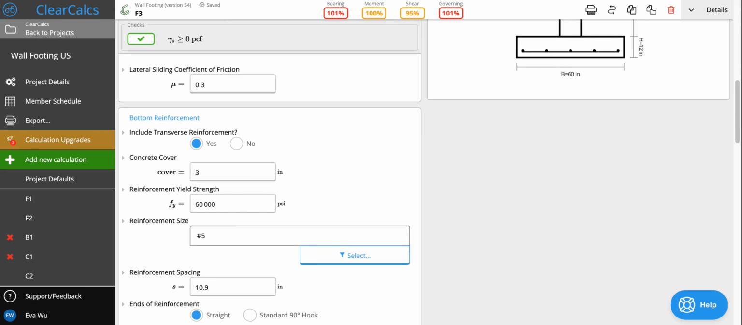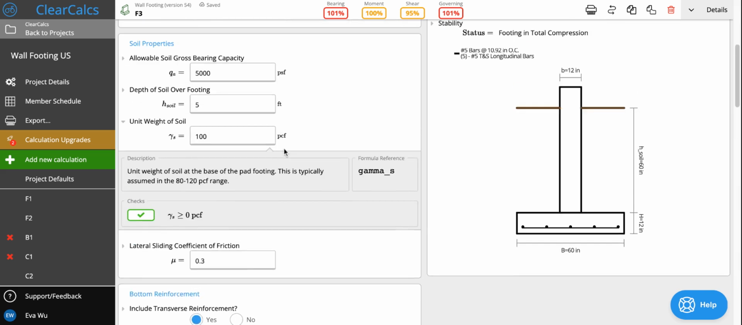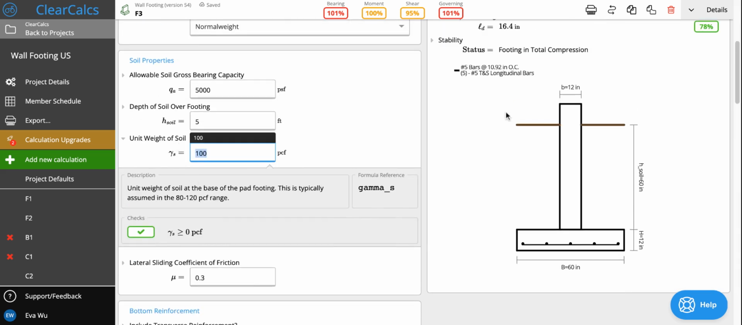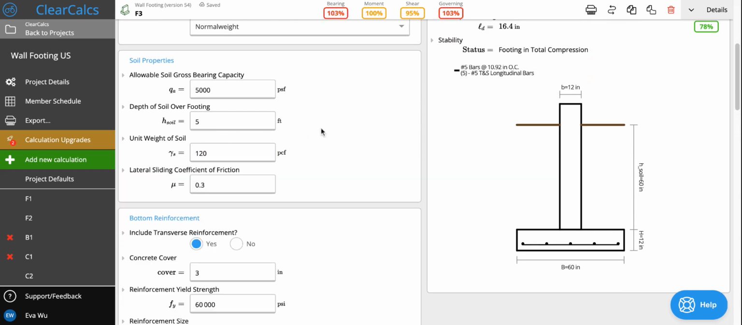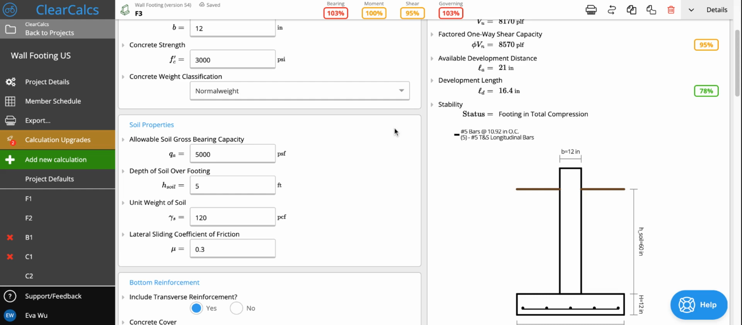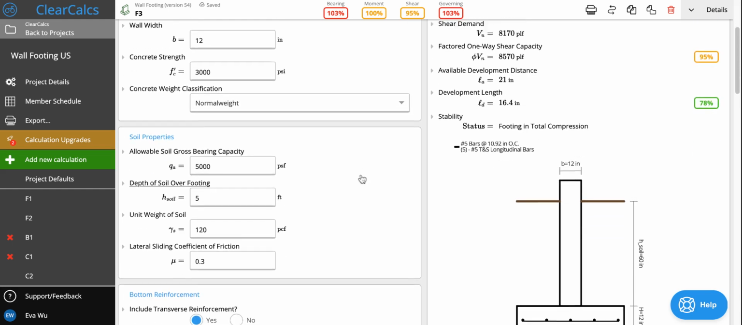Then we know that the question tells us that the soil density is 120 pounds per cubic foot. And most strip footings on soil have 1 mat of reinforcement. So here we can go to unit weight of soil. It is 120 pounds per cubic foot. And this is all the input parameters of our footing. So now let's go ahead and design it.